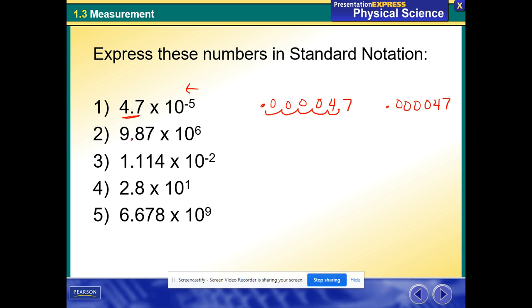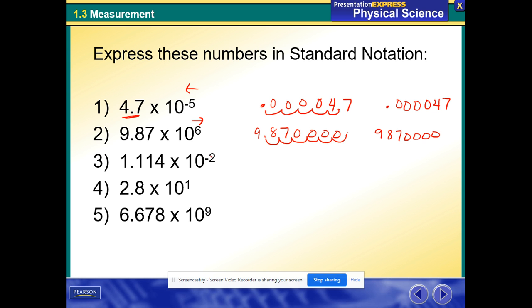Here you have 9.87, and it says 10 to the 6th. Since this is positive, you're going to be going to the right because you want to make this number bigger. So here's my decimal. We're going 1, 2, 3, 4, 5, 6. Notice I have all these blanks, so you're going to go ahead and fill them with zeros. And that will give you the number 987 with 4 zeros at the end.